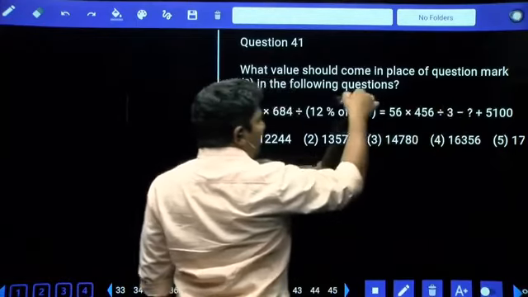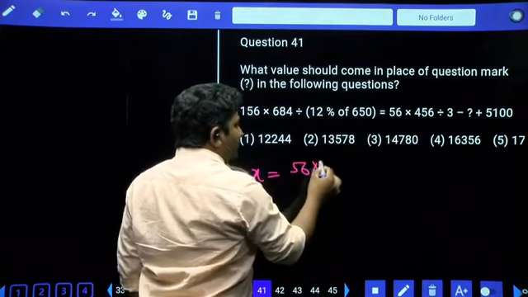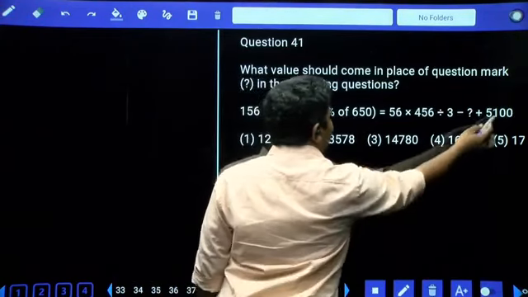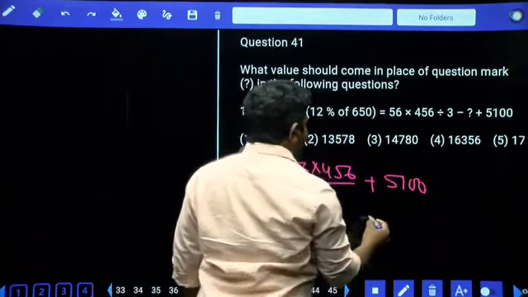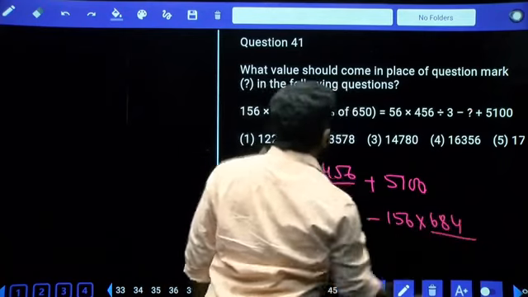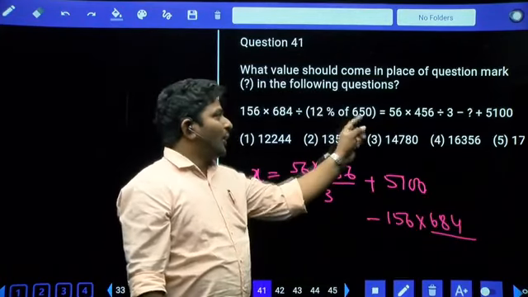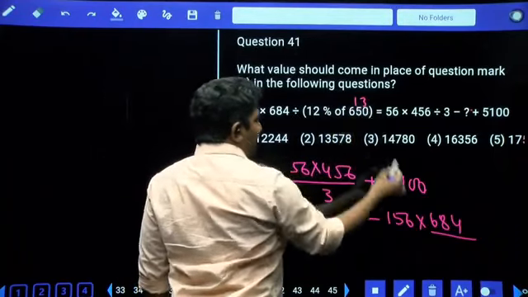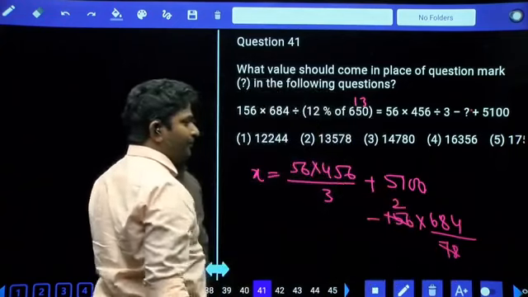Minus x is here. Take that value to left hand side. That is x is equal to 56 into 456 divided by 3 plus 5100 we have. And then when this value goes to right hand side, it becomes minus. So minus 156 into 684 divided by 12% of 650. 10% is 65. 1% is 6.5. 2% is 13. 13 plus 65, that is equal to 78. 78 exactly 2 times we have.